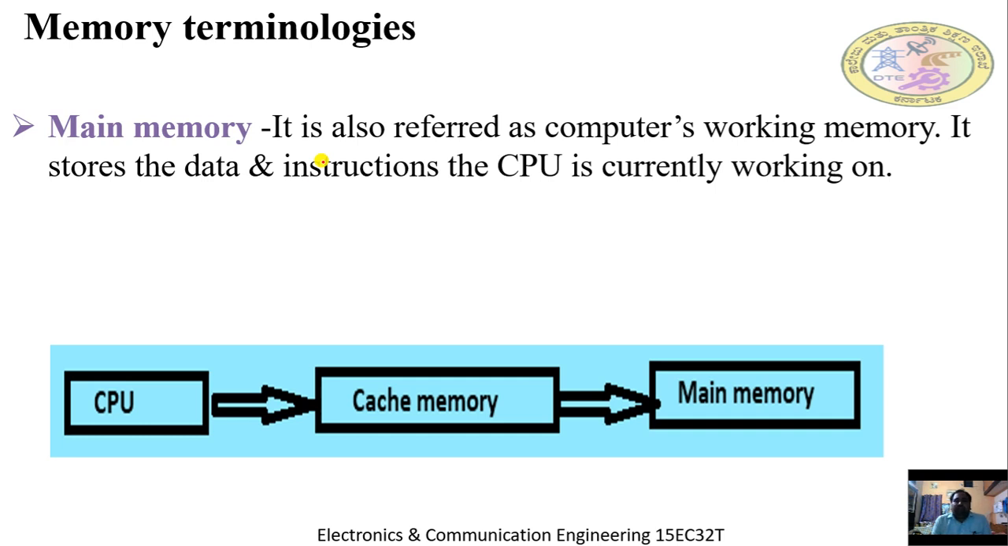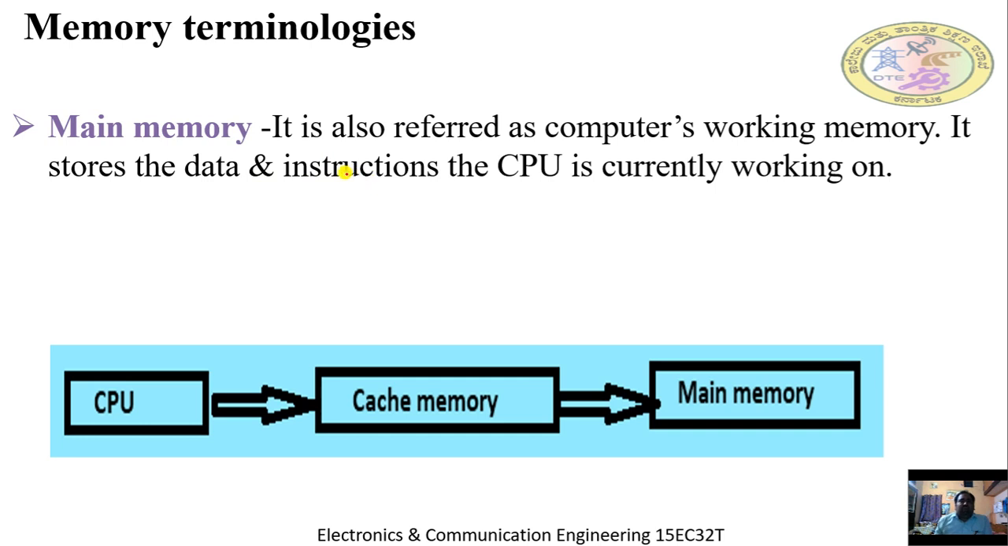Usually the MS Office software will be stored in a secondary memory like the hard disk. Whenever you click and open it on your computer, immediately that software is copied from the secondary memory into main memory, because the user is currently working on it. Like this, the main memory is used to store the data and instructions that the CPU is currently working on.